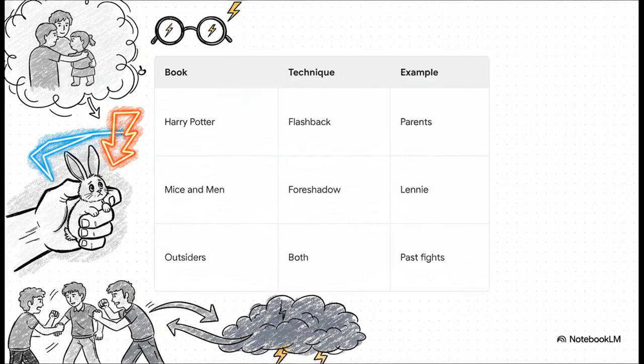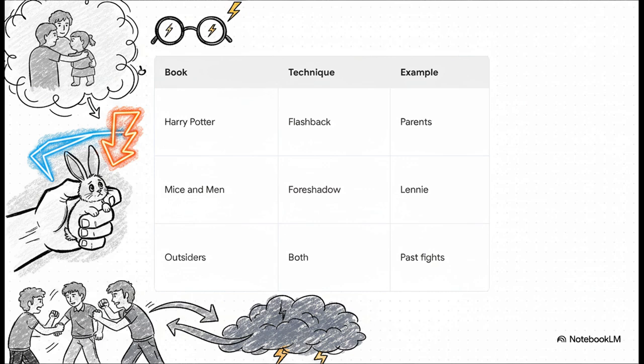Then, look at John Steinbeck's classic Of Mice and Men. He uses foreshadowing masterfully. Throughout the early chapters, there's repeated mention of Lenny's intense physical strength and his inability to control it when he pets soft things. That isn't just a random detail. It's basically a giant flashing neon sign hinting at the tragic ending to come.